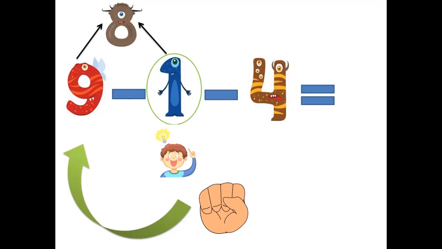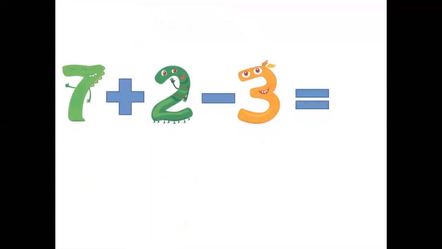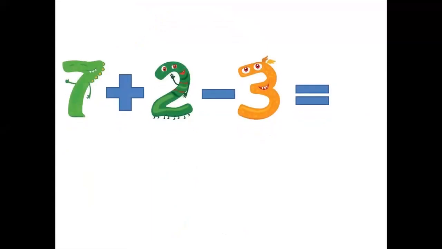What shall I do? Close my finger and count after the smaller, which is 4, to reach the bigger, which is 8. Let's count together. After 4: 5, 6, 7, 8. How many fingers do you have, all of you? Good job. We have 4 fingers. Good job. Let's see another one.